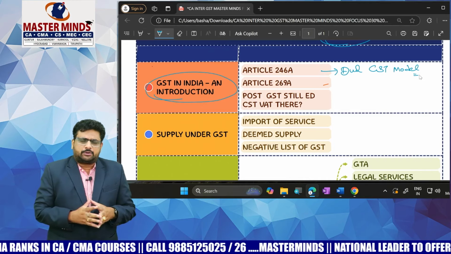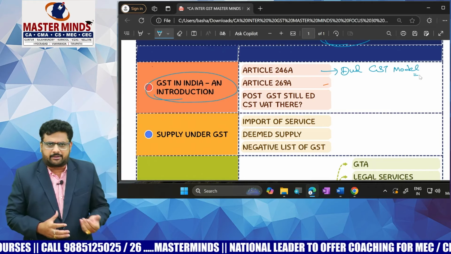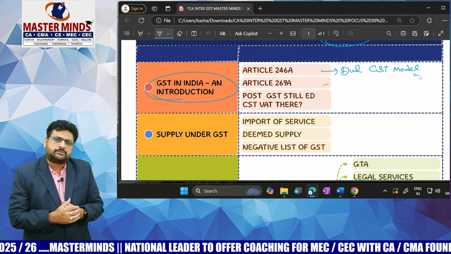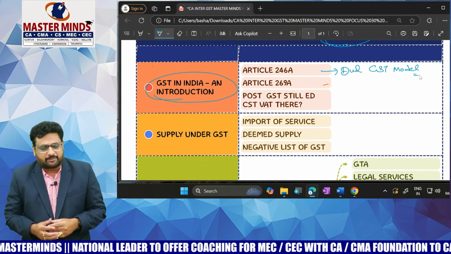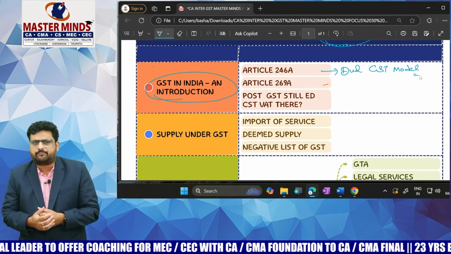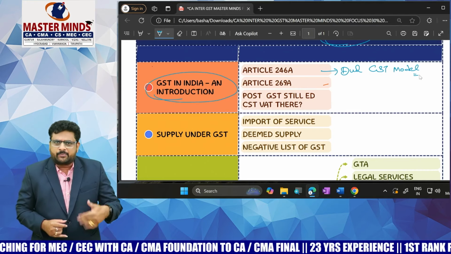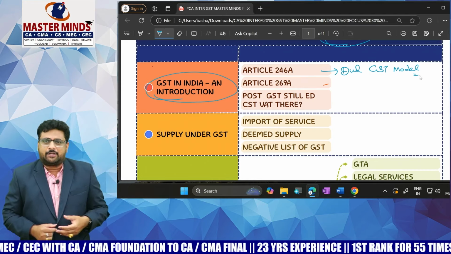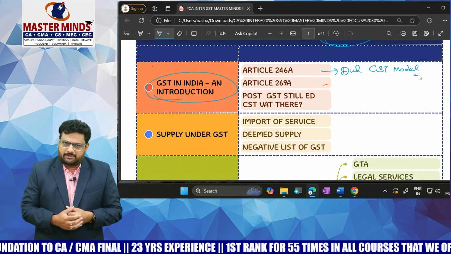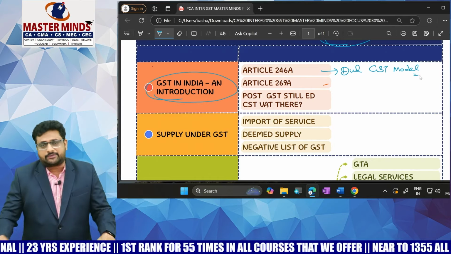And apart from that, after the introduction of GST, excise duty, CST, VAT and the like are still there. On which products they are still there, these are the important areas you need to keep focus on. Majorly this chapter is a theory chapter, so in 99% of cases we will not expect any problematic part from this area. Therefore, keep focus on the constitutional aspects like Article 246A, 269A, 279A, the dual GST model, and whether excise duty, CST, VAT are still there or not after the implementation of GST.